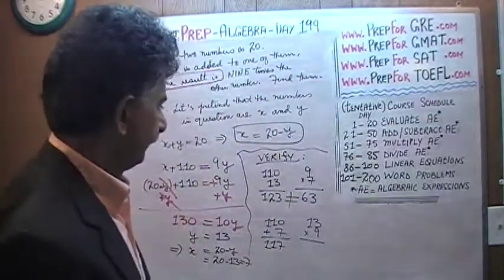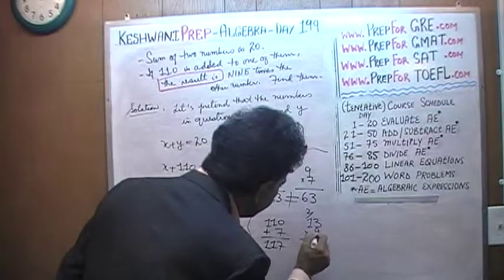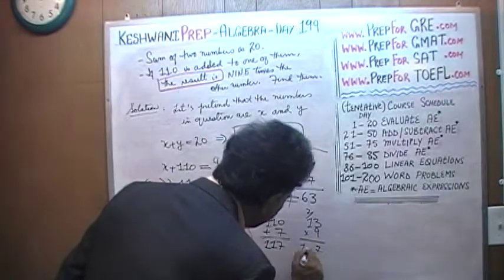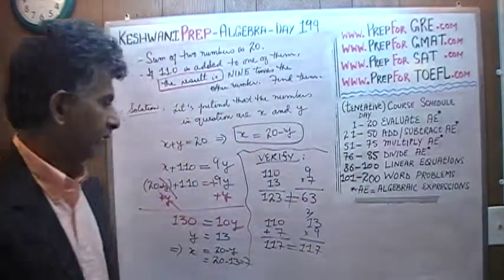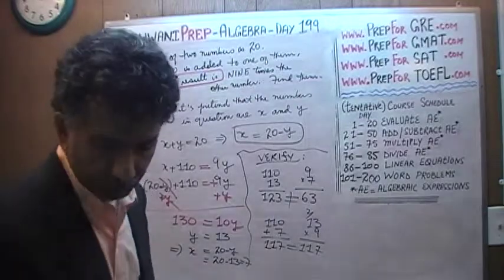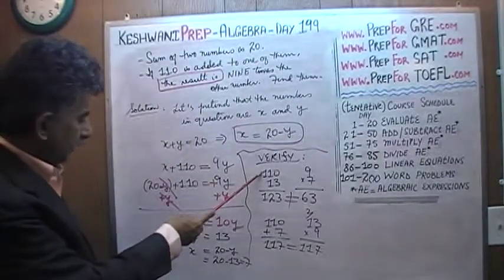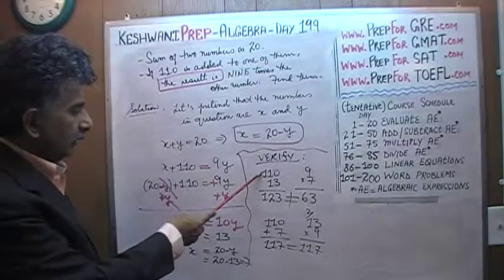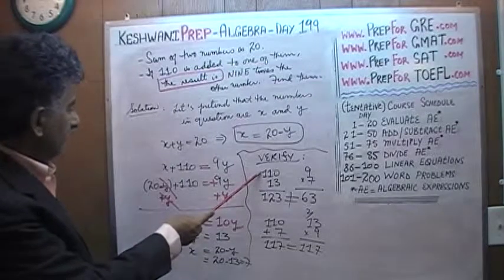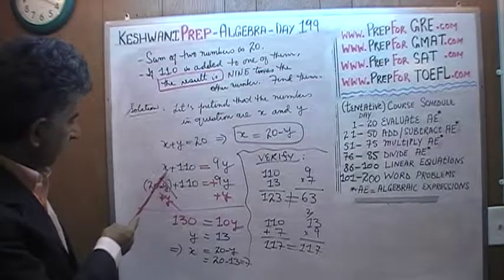There we go. 9 times 3 is 27. Carry 2. 9 times 1 is 9. Plus 2 is 11. And there we go. Now they do equal. So the mistake that I made was that I added up 13 to 110. It is not the 13 that is being added to 110. It is the x. Oh, right here. I made a mistake there.